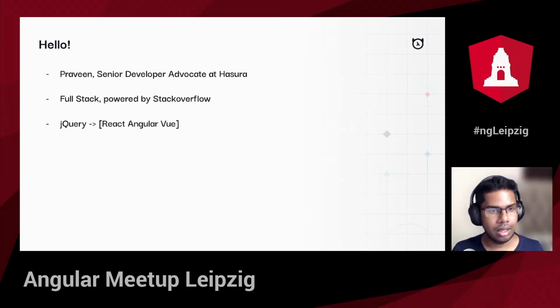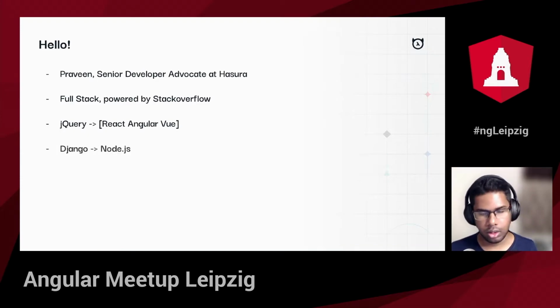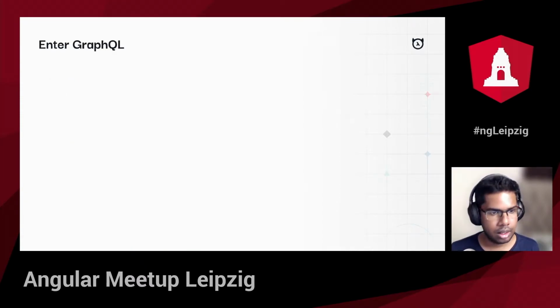My journey began with jQuery. Back when I started full stack development on the front end, I used jQuery, but then I moved to the modern framework era where you switch between React, Angular, and Vue. On the backend side, on the MVC framework side of things, I started with Django, Python, and then moved to Node.js. So basically JavaScript on the front end and the backend. And obviously for DevOps, I've stuck to Docker so far.